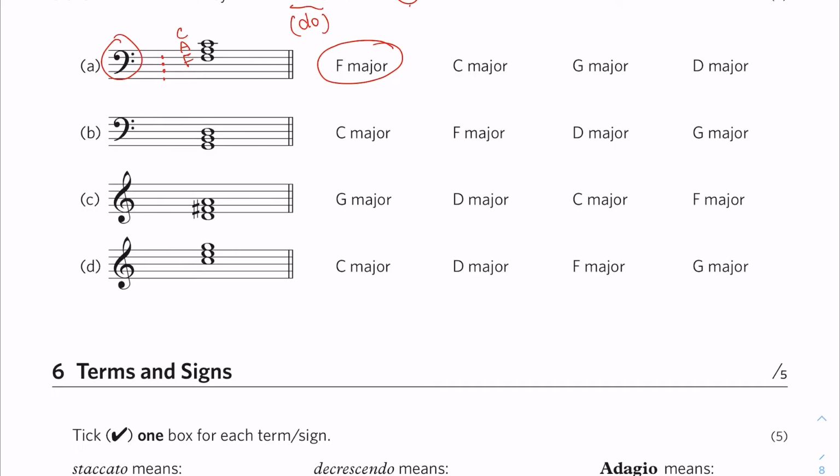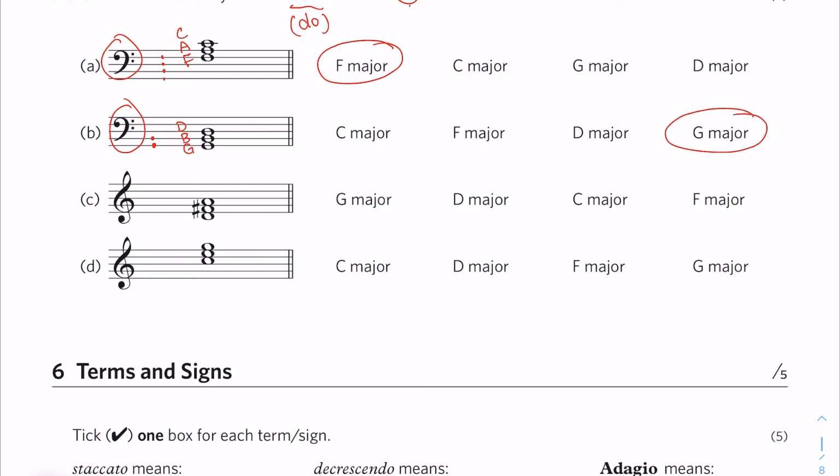Question B, I have bass clef. So the first line will be G, good, burrito. So I have G, B, and D. G is my lowest note and it is my tonic. If G is tonic, which is the Do, then it must be in G major. So the answer is G major.